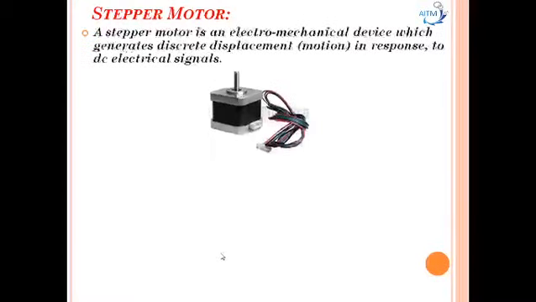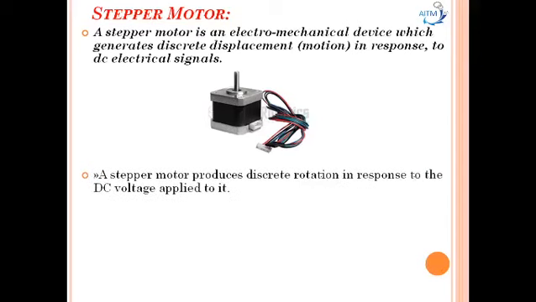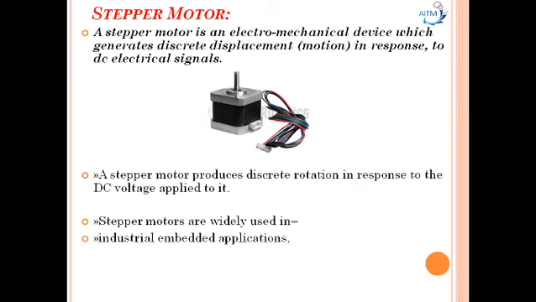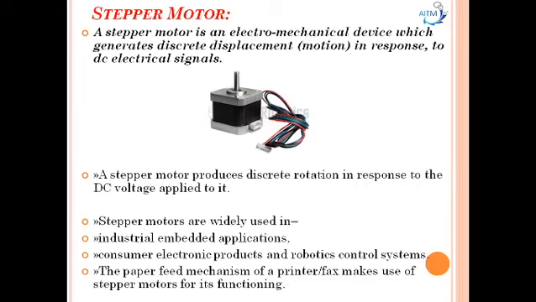Now coming to the last part of this video, that is the stepper motor. A stepper motor is an electromechanical device which generates a discrete displacement, that is motion, in response to DC electrical signals here. A stepper motor produces discrete rotations, in the clockwise or anti-clockwise direction, in response to the DC voltage applied to it. Applications of stepper motors: they are used widely in industrial embedded applications, consumer electronic products, and robotics control systems. And the paper feed mechanism of a printer or fax makes use of a stepper motor for its functioning here.